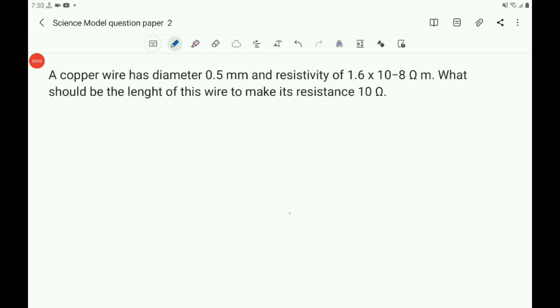Now you take the OR question. What is given here? A copper wire has diameter 0.5 mm. So D equals 0.5 mm. Here you have to find the area of the cross section. To find it, R is required. The formula for the area of the cross section is pi r square. Then R equals D by 2 equals 0.5 by 2, so you will get 0.25 mm.